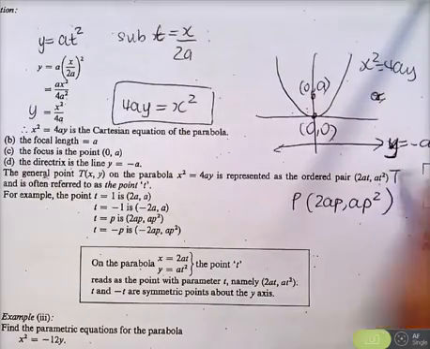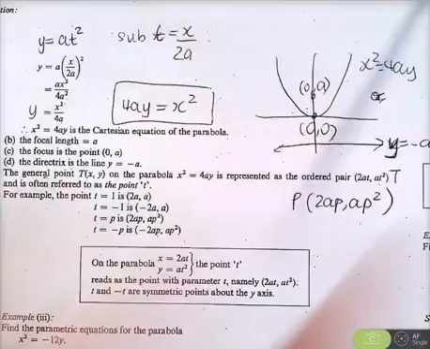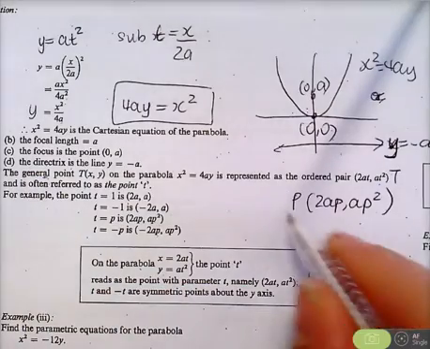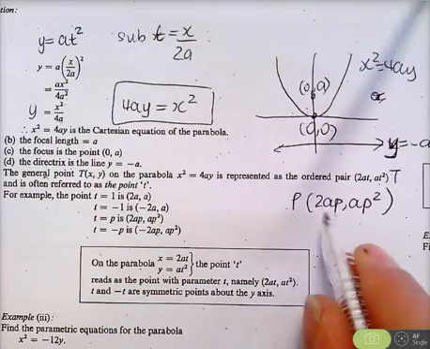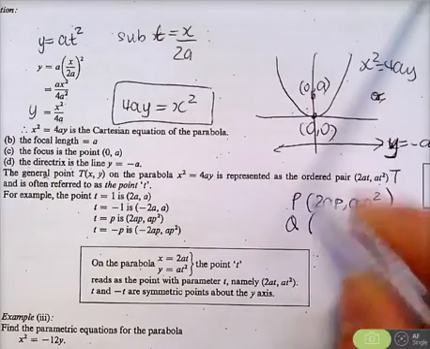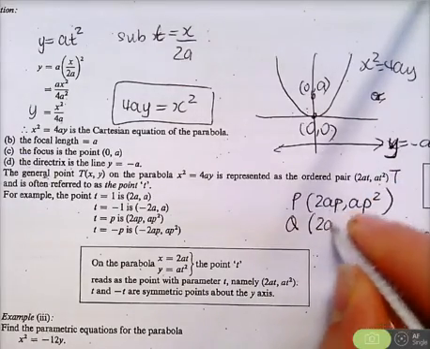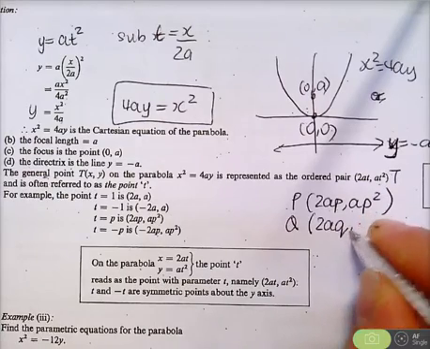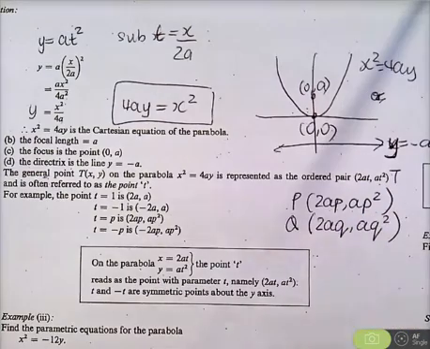This I would call point T on the parabola: 2at, at squared. If I want point P on the parabola, I might say 2ap, ap squared. If I want point Q on the parabola, I would call it 2aq, aq squared. Does that make sense? If you're talking about point R on the parabola, call it 2ar, ar squared. Does that make sense? But with smaller letters.